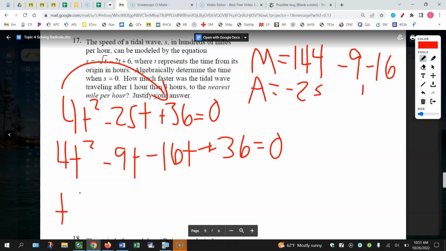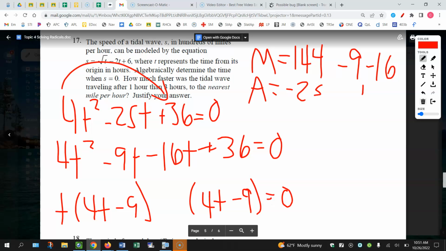GCF from grouping, t times 4t minus 9. Again, keep in mind, this has to be a 4t minus 9 in order for this grouping to work, because 16 and 36 are a little bit bigger. So if you think about what you need to divide this negative 16 by to get 4, this has to be a negative 4.